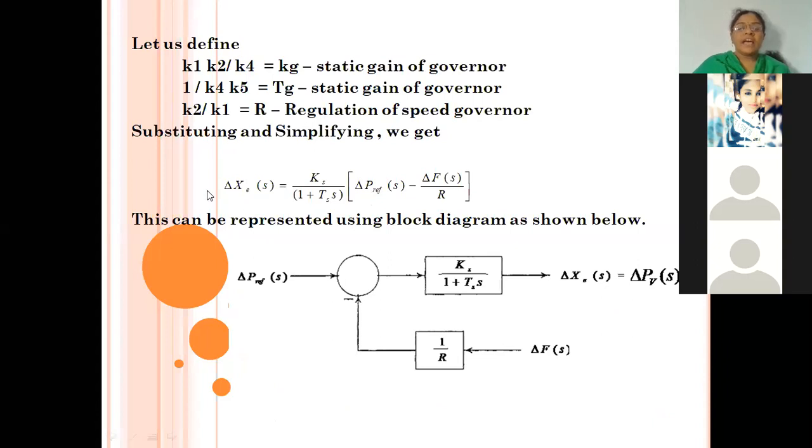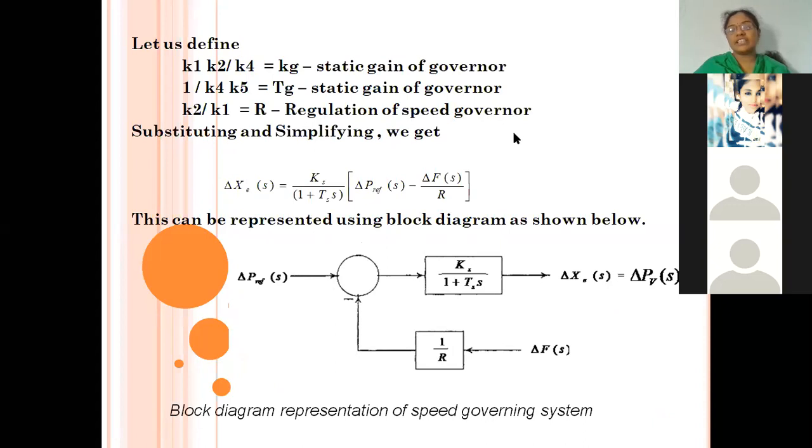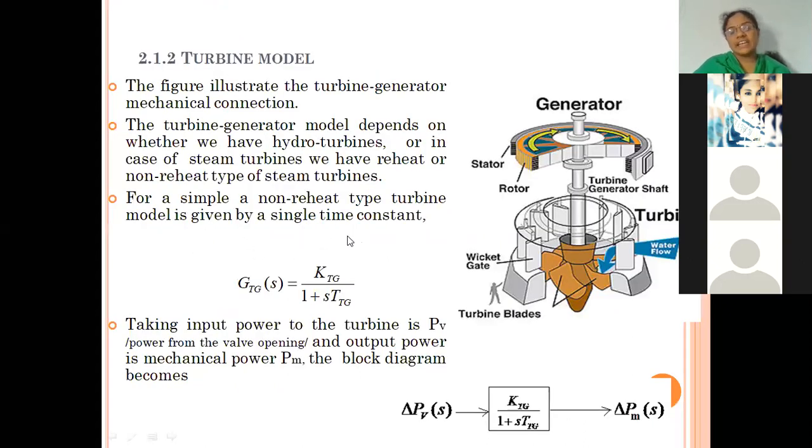This is the equation we have derived. And that is explained with respect to a block diagram where K_s/(1 + sT_s) is given, and this is X(s). And this is 1/R. 1/R is the regulation of the speed governor. And this is the reference power. So this we have already seen, and we have also already seen the turbine models, different types of turbine models, tandem and cross-compound turbines.